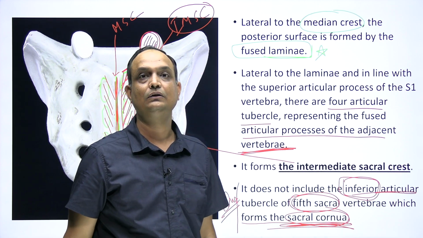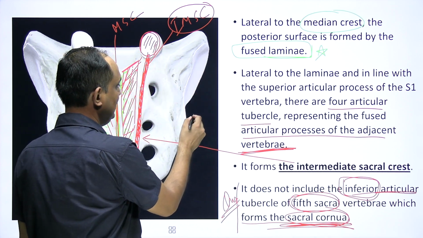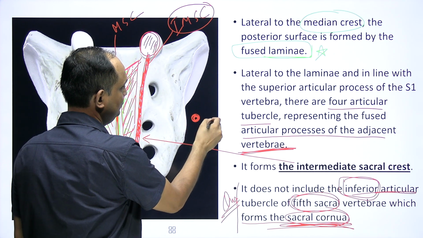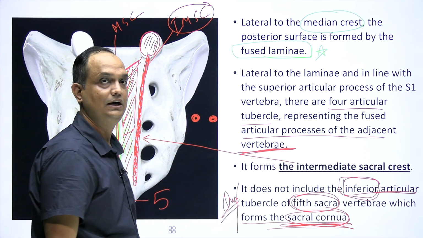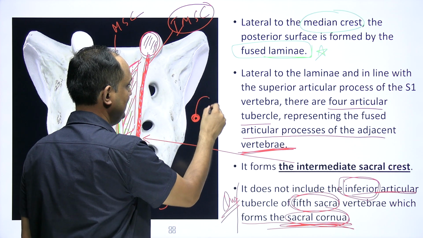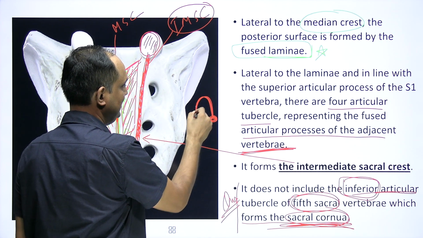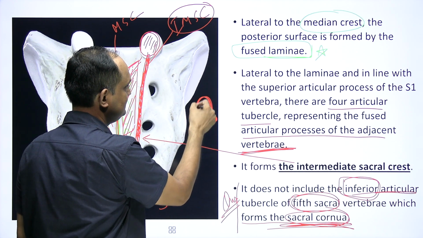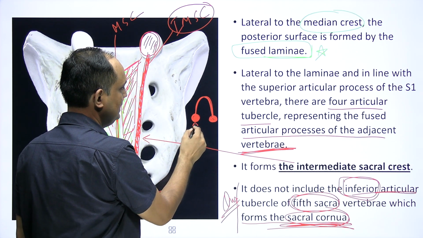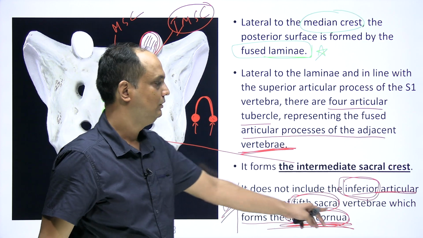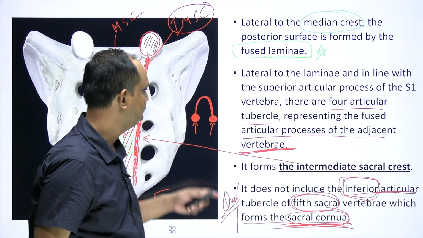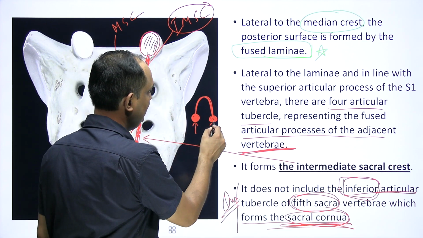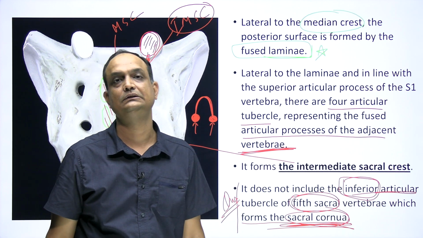So, what is the sacral cornu and the sacral hiatus? You have two dilated areas and a U-shaped gap. Now, this gap is known as the hiatus, and these points, or you can say the two ends of this U-shaped area, are known as the sacral cornu. Clear? So, what is the sacral cornu? These are the inferior articular processes of S5.